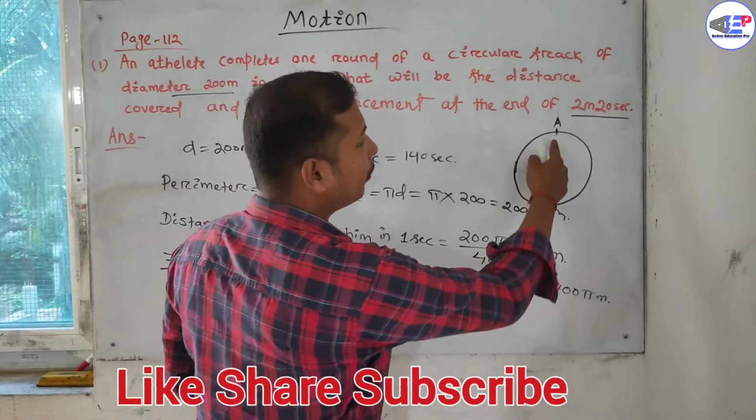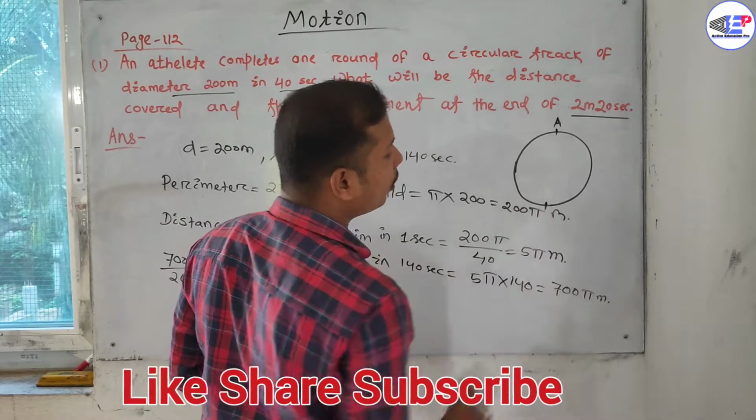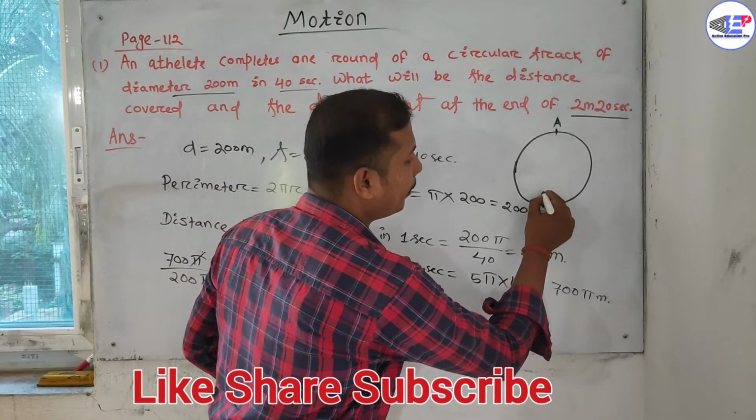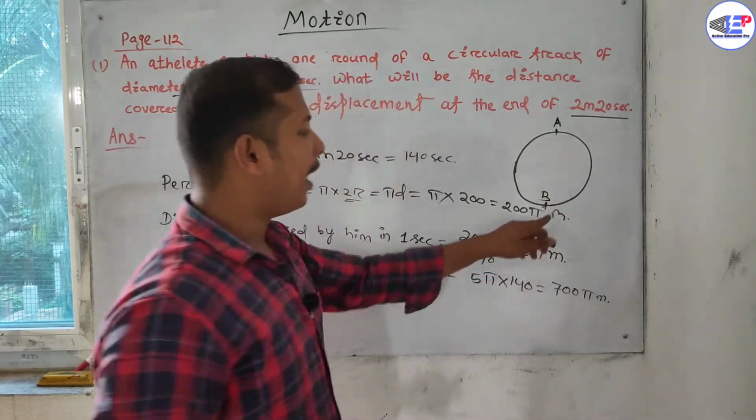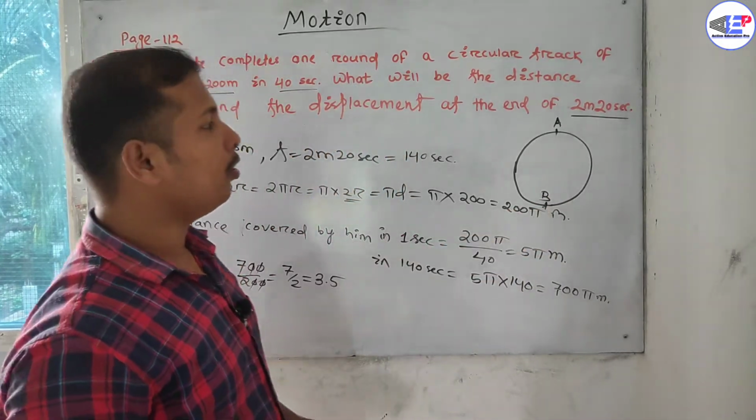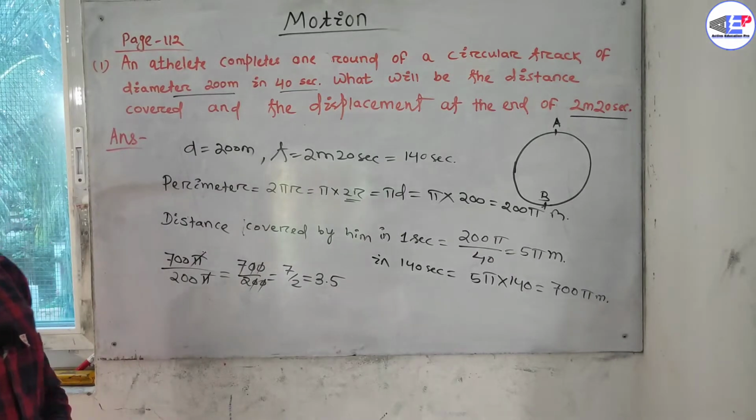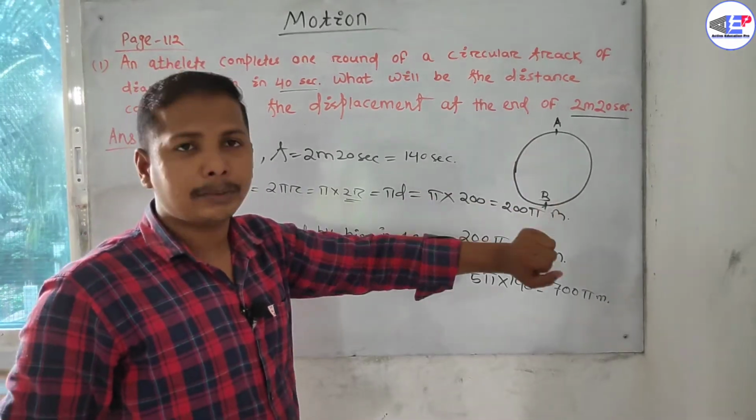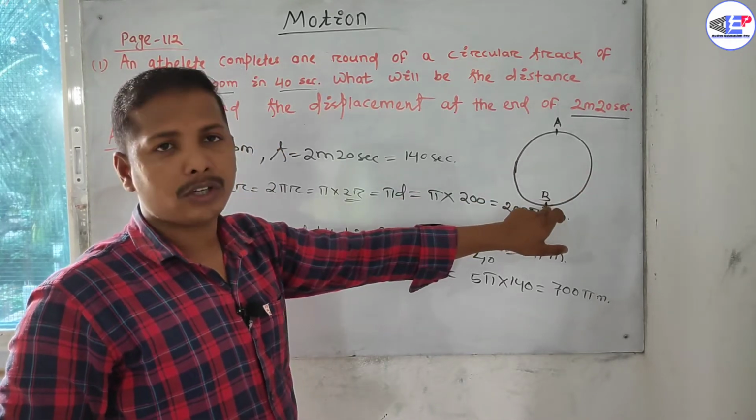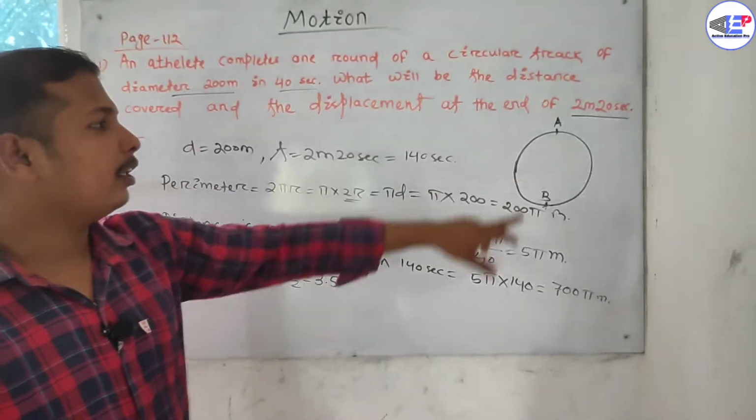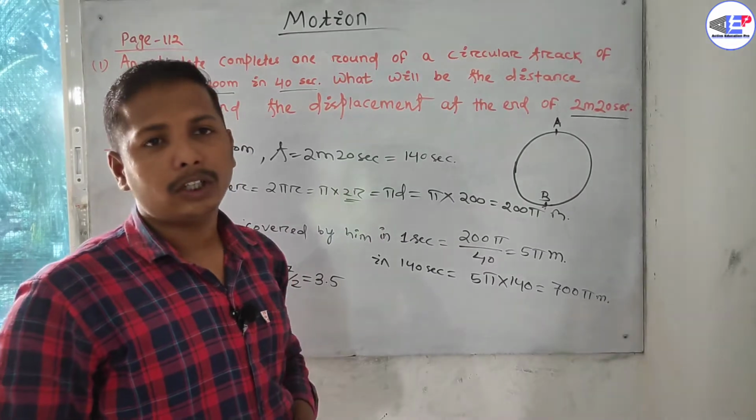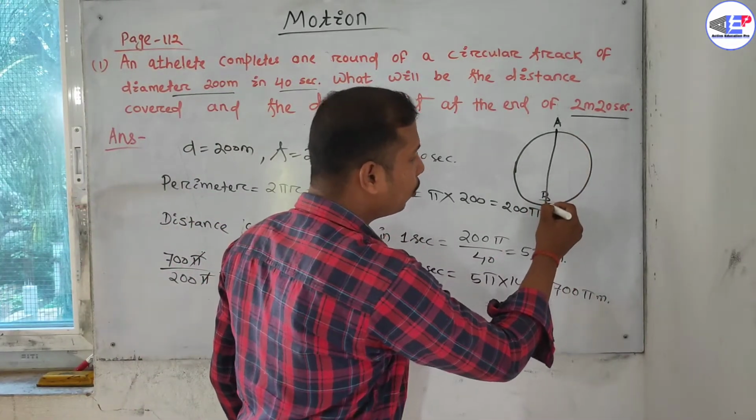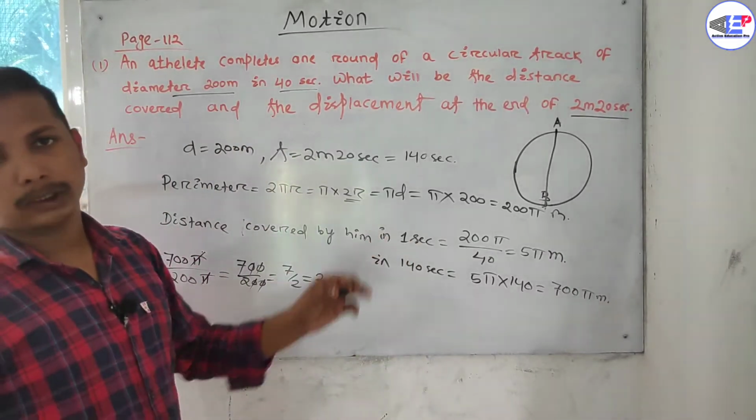That means it will come to this position after 2 minutes 20 seconds. The final position of the athlete will be B. Next we have to find out the displacement. Displacement is the shortest distance between the initial and the final position. So here AB will be the shortest distance, which will be the displacement of the athlete.